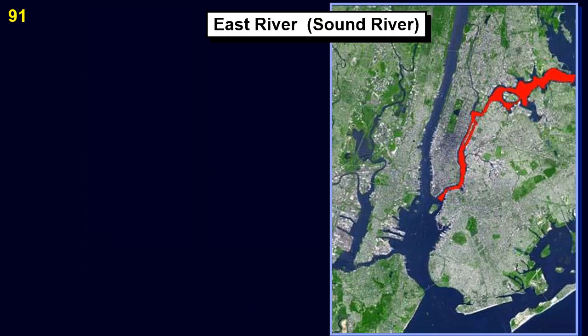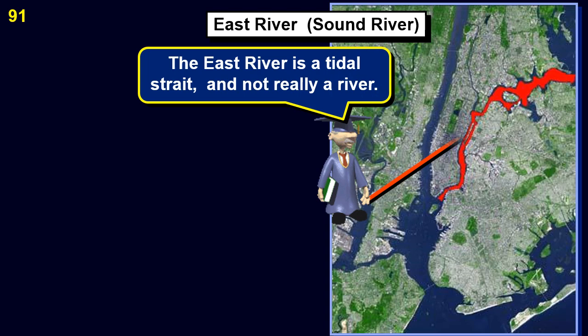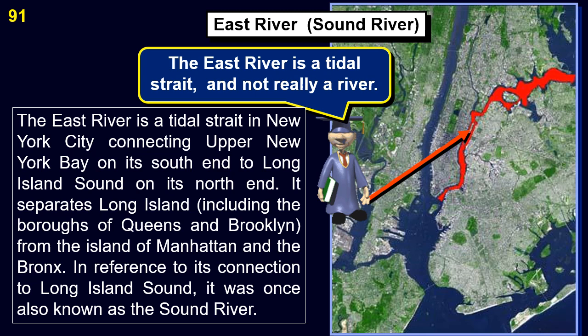The East River is a tidal strait in New York City connecting Upper New York Bay on its south end to Long Island Sound on its north end. It separates Long Island, including the boroughs of Queens and Brooklyn, from the island of Manhattan and the Bronx, in reference to its connection to Long Island Sound. It was once also known as the Sound River.